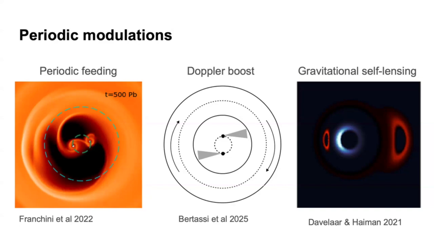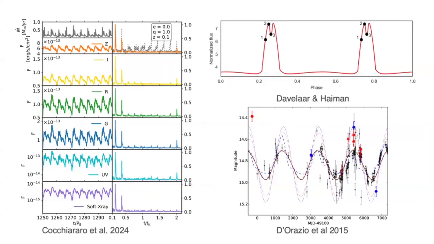So since we have different physical origins, we also expect some different shapes in what we observe in the light curves. In particular, considering the periodic feeding, we expect some light curves that are sawtooth-like, meaning that there is a sharp rise and then a slow decay. Concerning, for example, the gravitational self-lensing, we expect some flares that are basically when the accretion disk passes behind the companion. And only in the case of the Doppler boost applied to circular orbits, we expect some sort of nice sinusoidal periodicity.